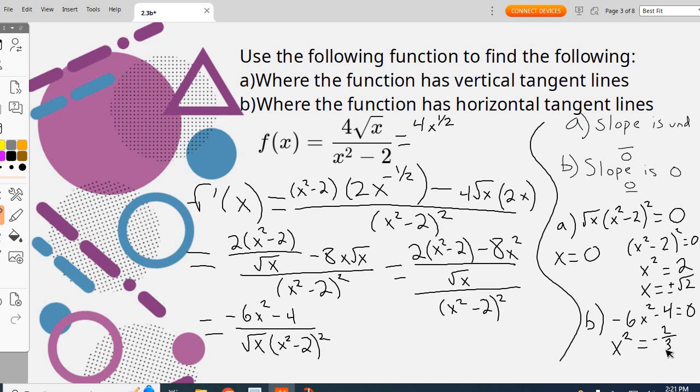Can I? No. Why not? Agreed. And can I ever have an x squared equaling a negative? No. So there's just none. So there are no spots that have a horizontal tangent. And that'll happen sometimes.